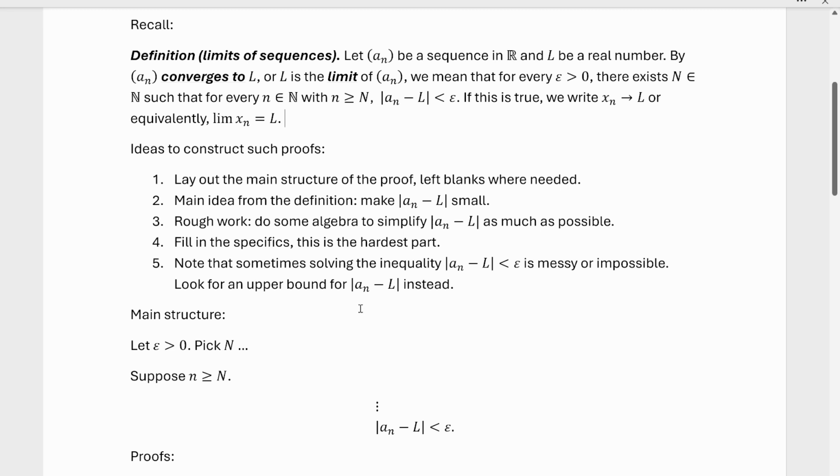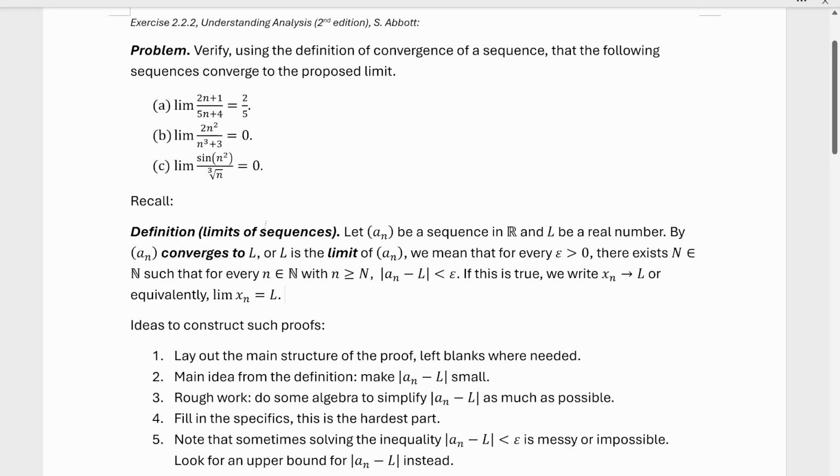If we manage to find an upper bound of the size of an minus L, and if the upper bound is less than epsilon, we know that an minus L absolute value has to be less than epsilon. Hopefully, the upper bound will be easier to work with. That is, it is easier to solve the inequality upper bound less than epsilon. And that is exactly the strategy we're going to use for part B and part C.